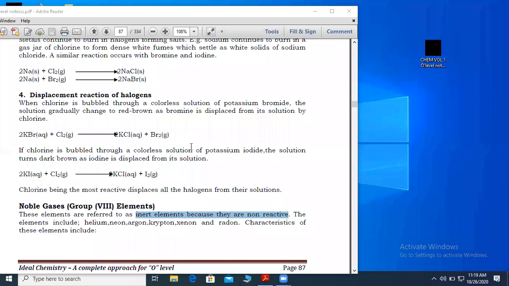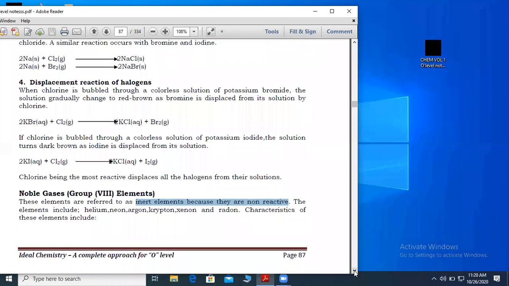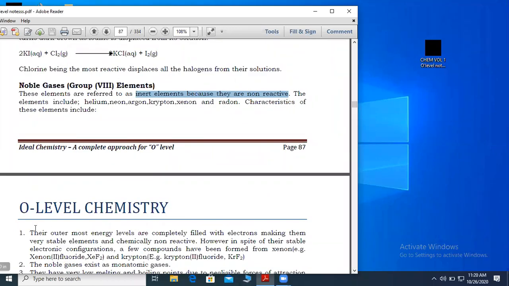It means you can be insulted and you do nothing. So they are generally inert, and their examples are here. Why are they inert? The reason is here.